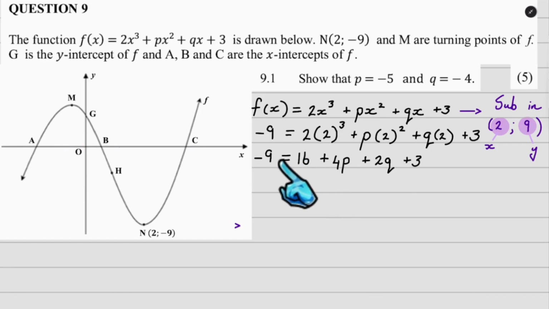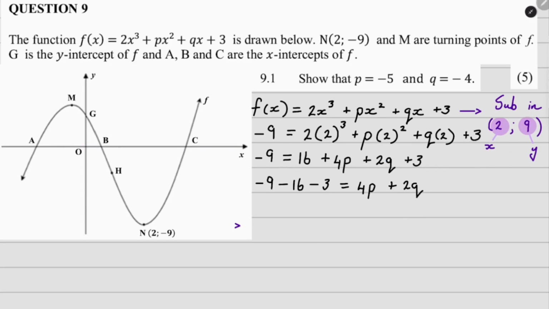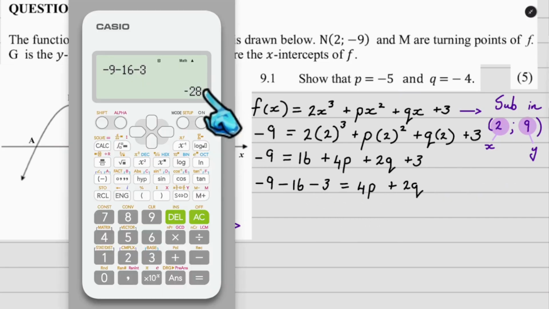So I'm going to take this 16 over, and I'm also going to take this 3 over the equal sign. And remember, they become the opposite sign of what they used to when you do that. So this will turn into -16, this will turn into -3. And then -9, -16, -3, let's chuck that straight in the calculator. If I just pop that in, press equals, it gives me -28. Don't exhaust your brain doing mental maths. Use your calculator to help you out.